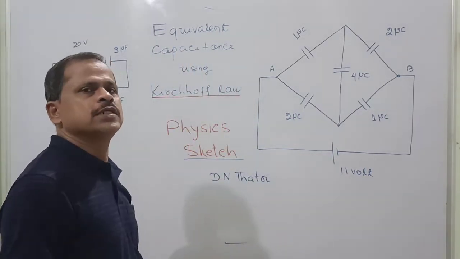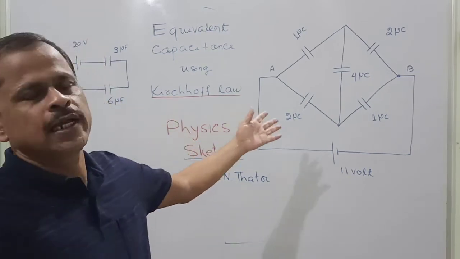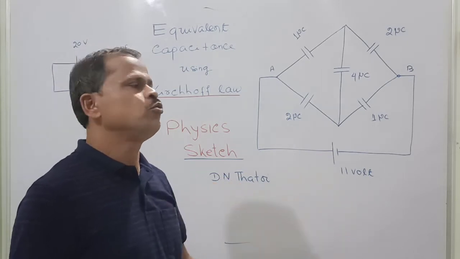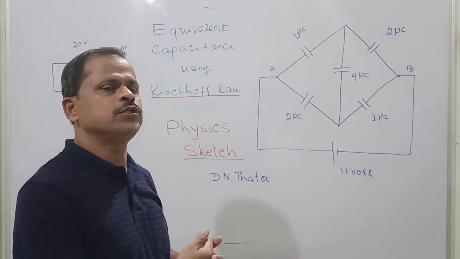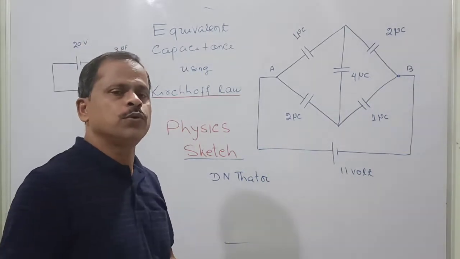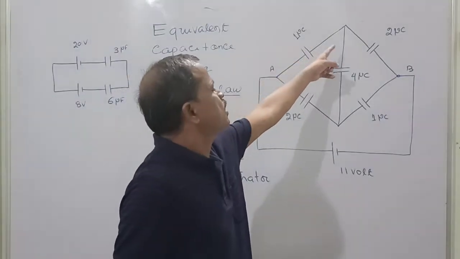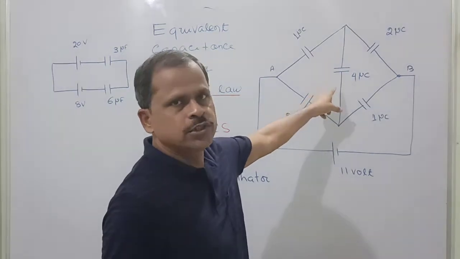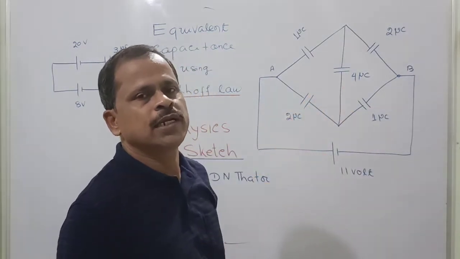Before starting how to solve a problem using Kirchhoff's law, or how to get the equivalent capacitance of a circuit using Kirchhoff's law, we have to learn a few sign conventions, how to implement or use Kirchhoff's law. Then we will go to the calculation of the equivalent capacitance of the set of capacitors, which is an unbalanced Wheatstone bridge connection, because already we told you that the Wheatstone bridge can be balanced or unbalanced.